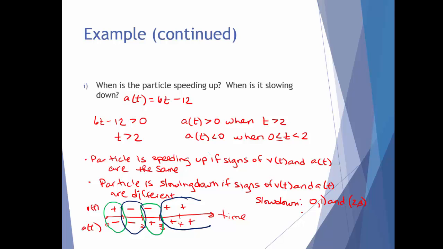However, we are going to end up including 0 because it ended up being included in both the negative acceleration and the positive velocity. So 0 gets included on this one. And then I expect my particle to speed up in between 1 second and 2 seconds, and again from 3 to infinity. So that's speeding up and slowing down.